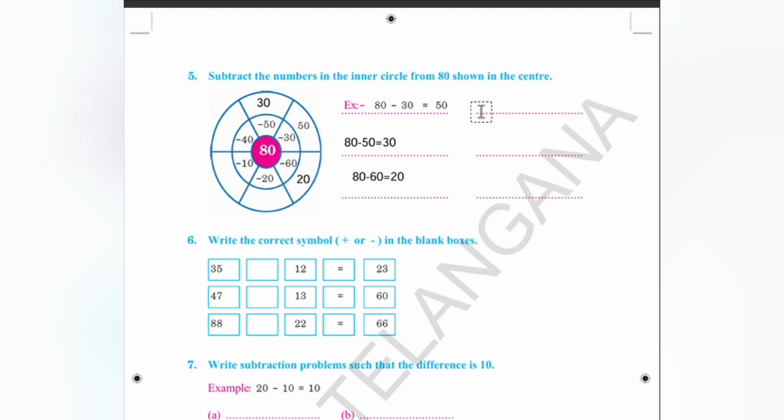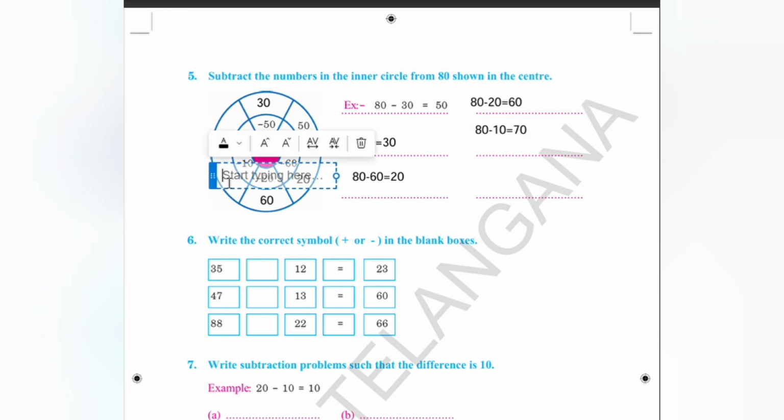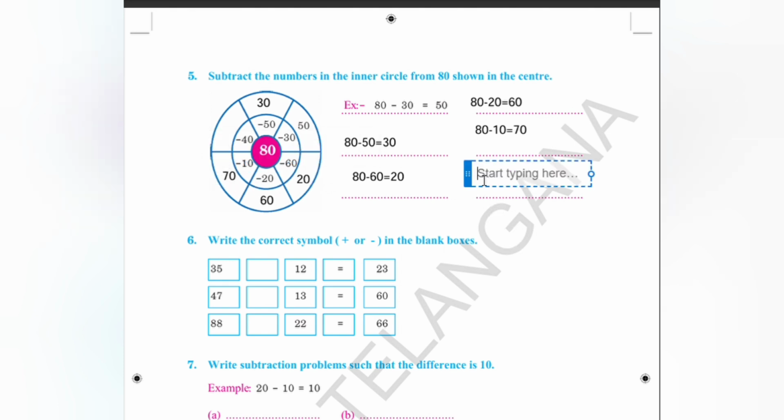Then 80 minus 20, 0 minus 0, 0, 8 minus 2, 6, 60. So write 60 here. Then 80 minus 10. 0 minus 0, 0, 8 minus 1, 7, 70. Write 70 here. Then 80 minus 40. 80 minus 40 equal to 40. So write 40 here.